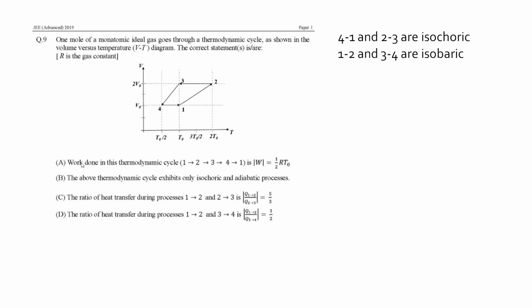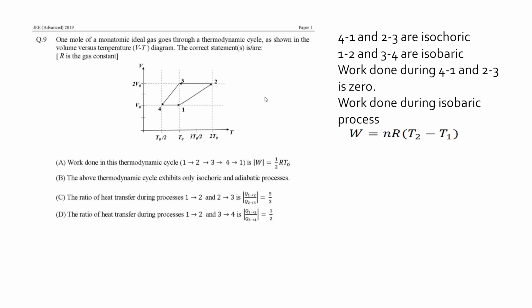Now the first option says that the work done in the thermodynamic cycle is equal to 1 by 2 RT0. So the work done in this complete cycle is 1 by 2 RT0. That means we have to calculate the complete work done in this process. As you know, the processes 4 to 1 and 2 to 3 are isochoric, and you know that work done during an isochoric process is 0. So there is no work done during these processes. So we only have to calculate the work done during processes 1 to 2 and 3 to 4. Those are the isobaric processes.